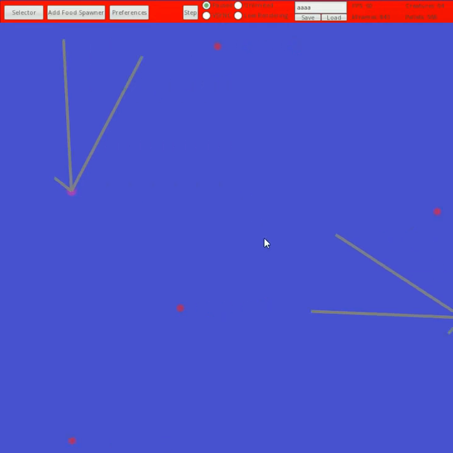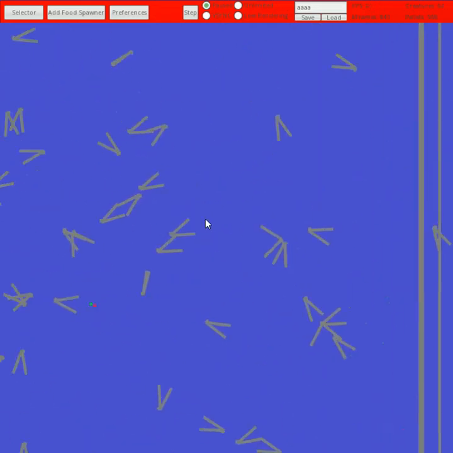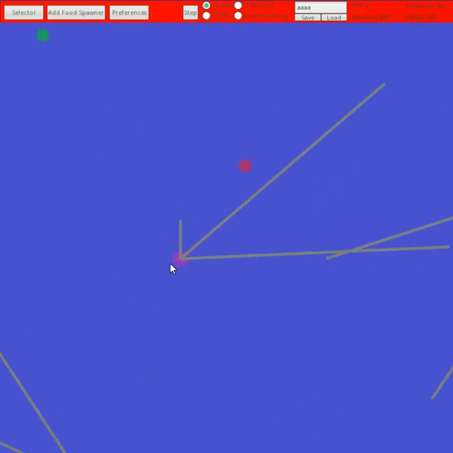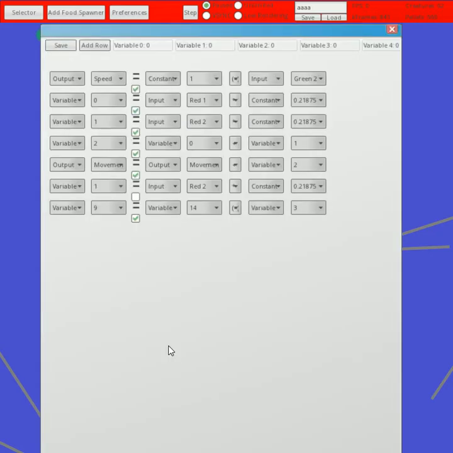Alright, let's go look at this guy. Yeah, that's fine. His brain is pretty simple. Output speed is always a constant 1, so he's always going max speed. Variable 0 is set to the red value of whatever is being seen by his first eye, multiplied by a constant. Variable 1 is the same, but for his second eye. Variable 2 adds the values of variable 0 and 1 together.